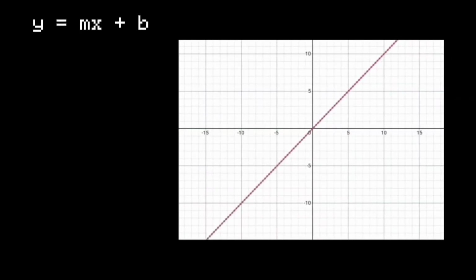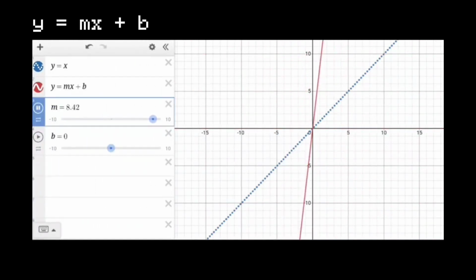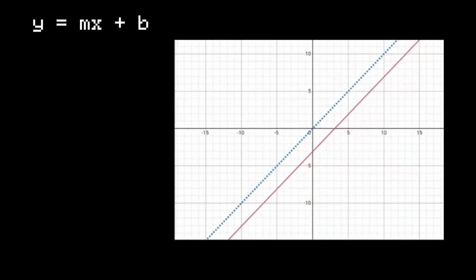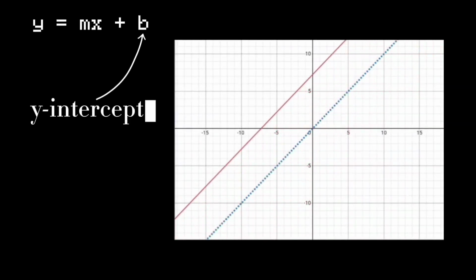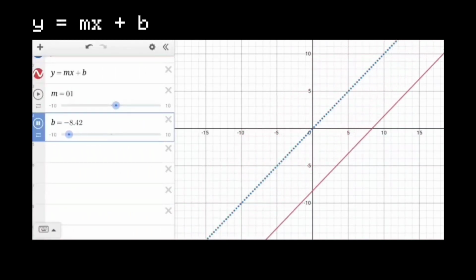In this equation, m stands for slope. The slope describes the steepness of the line. You can see on the graph how it affects the line itself when you customize the m. And on the other hand, we have b. b represents the y-intercept of the graph. It may sound complicated, but all it does is move the graph up and down through the coordinate plane.